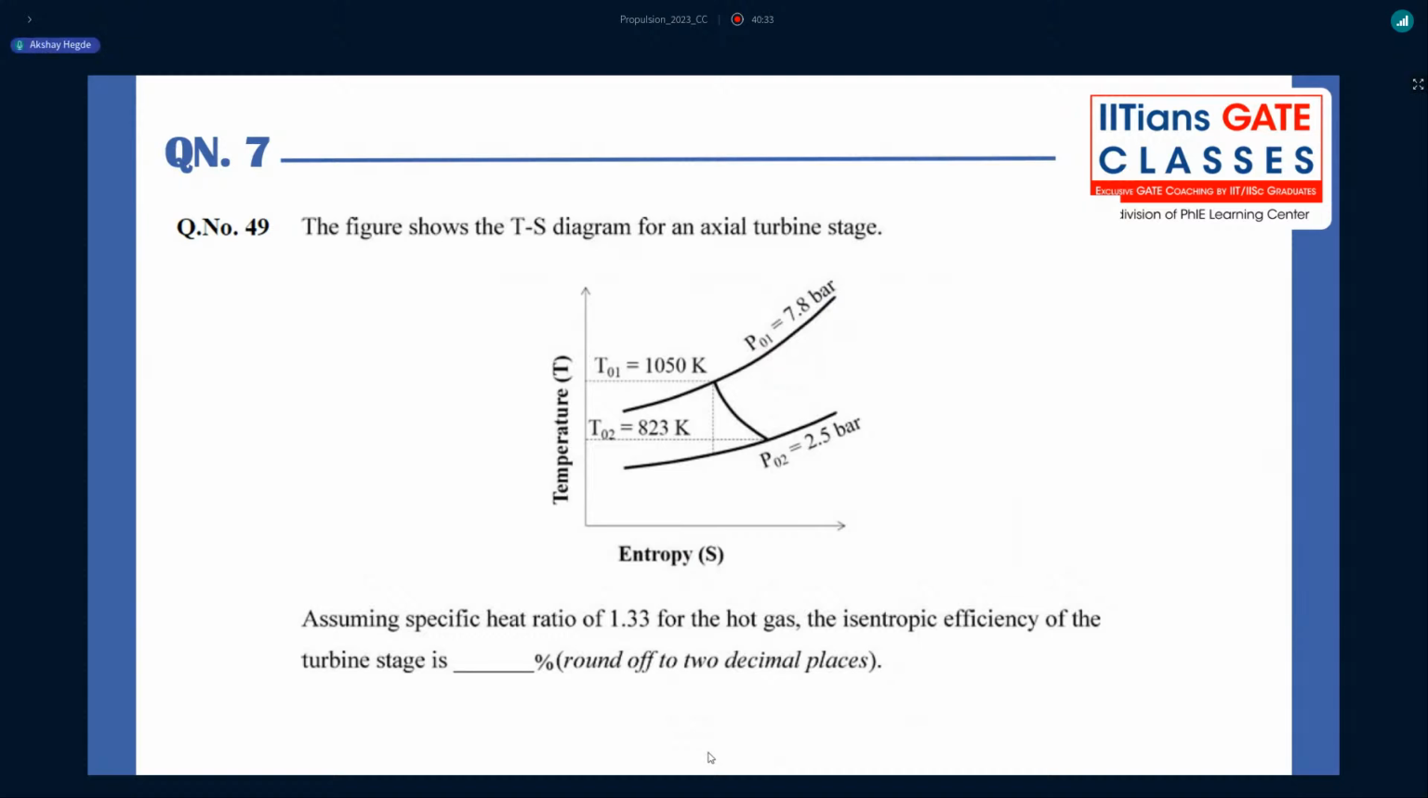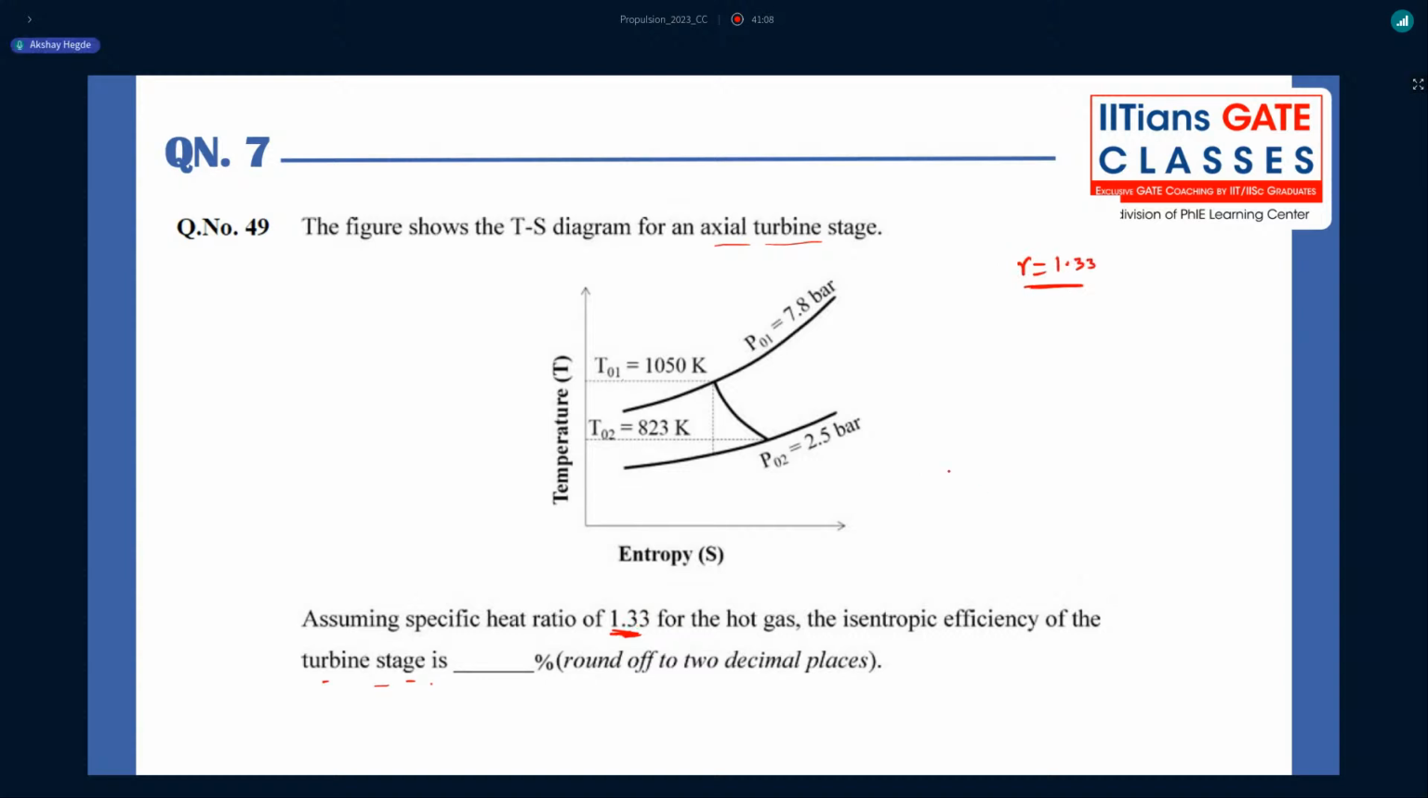So here it's across the axial turbine stage. That means the flow is expanding from P01 to P02, so I have an expansion ratio P01 to P02. So how do we define the efficiency? They are asking you to calculate the isentropic efficiency of the turbine stage, for a gas with specific heat ratio 1.33. So let us put over here gamma is 1.33.